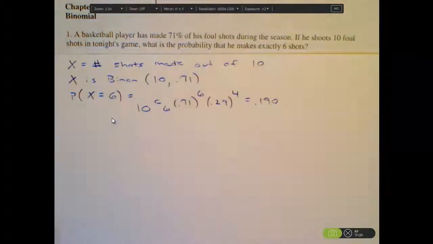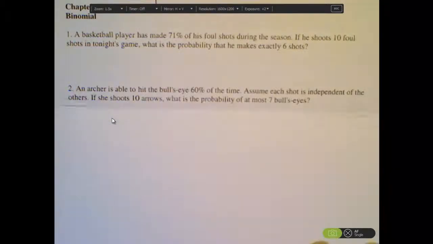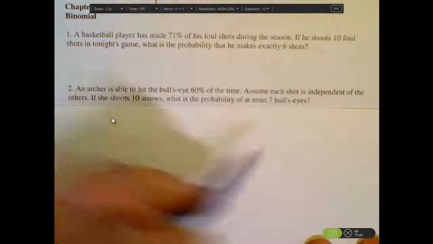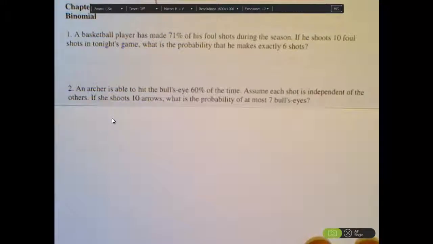Okay, so that's question one. Let's take a look at this next question here. All right, an archer is able to hit the bullseye 60% of the time. Assume each shot is independent. So they came right out and told you that here. If she shoots 10 arrows, what's the probability of at most 7 bullseyes?